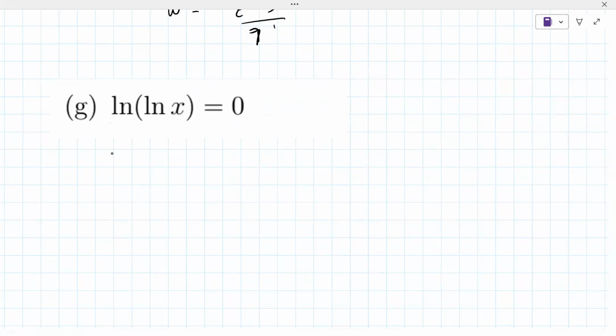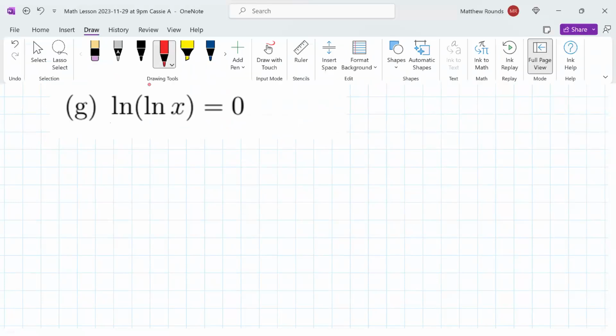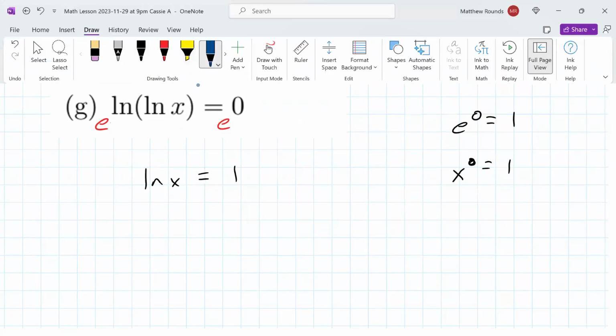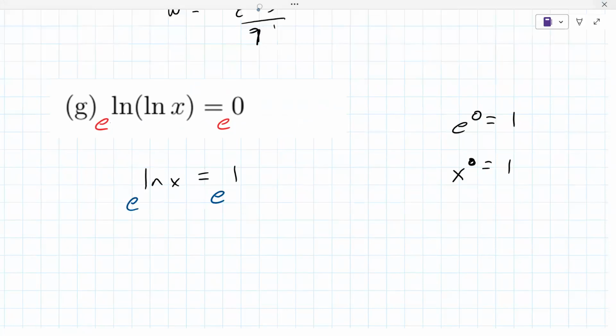So how do you undo ln? Well, it's e. What is e to the 0? What is anything to the 0 power? Oh, I forgot. It's an exponent. 1. And then you do the same thing. You're like, all right, I'm going to undo it again. So x equals e to the 1.